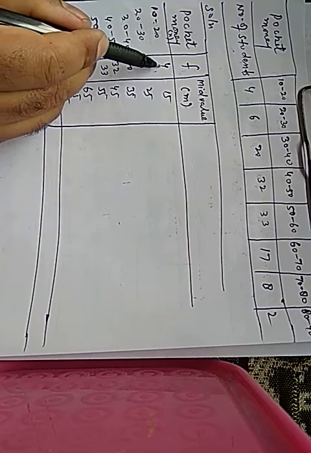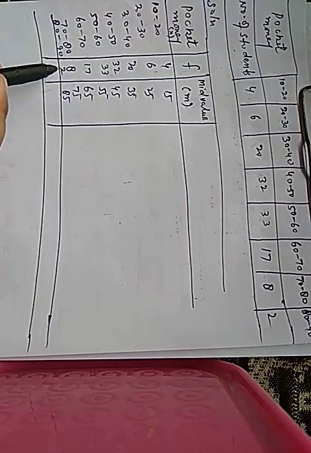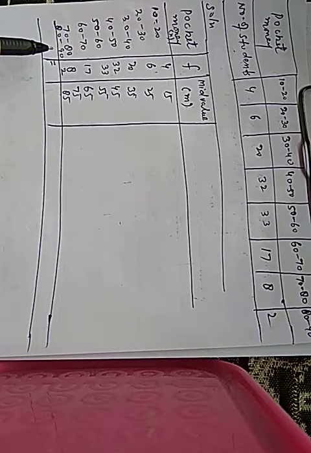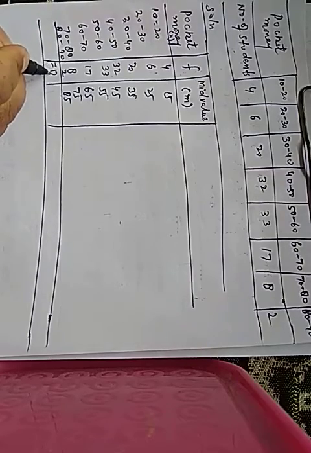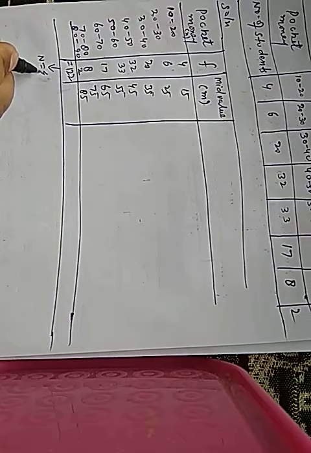And the addition of these frequencies will be equal to 6 plus 4, 10, 10 plus 20, 30, 30 plus 32, 62, 62 plus 33, 95, 95 plus 17, 112, plus 8 plus 2, it will be equal to sigma f is equal to 122. This is the total number of observations, which in case of a continuous series or in case of a discrete series is equal to the sum of frequencies, that is sigma f.